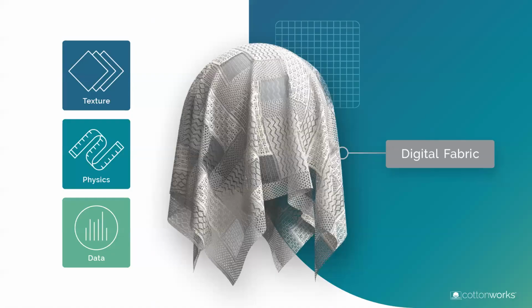Oh, we're going to go forward. There we go. So as we saw in the video, digital fabrics have three main components: the texture, the physics, and the data. And we'll go into a little bit more detail about each one of those.